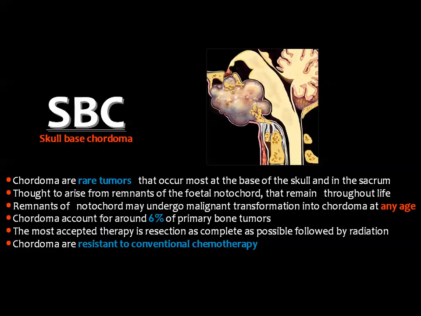You know, the skull-based chordomas will be discussed in details in the posterior skull base, and these tumors are rare and they occur commonly in the skull base near the clivus and also in the sacrum, the terminal parts of the spinal cord, and the tumor may present at any age. It represents about 6% of the primary bone tumors, and you know that this tumor is resistant to chemotherapy. The accepted therapy is resection with post-operative irradiation.